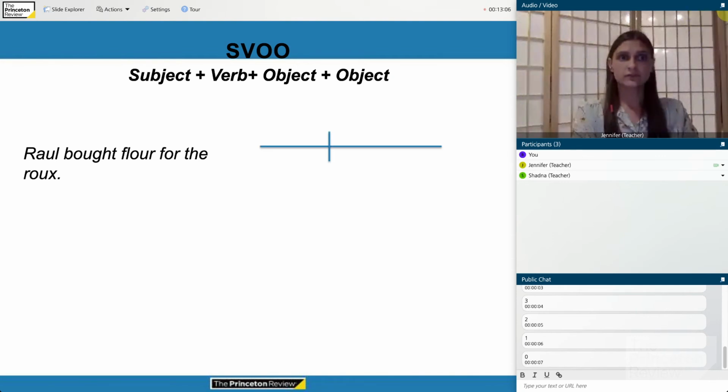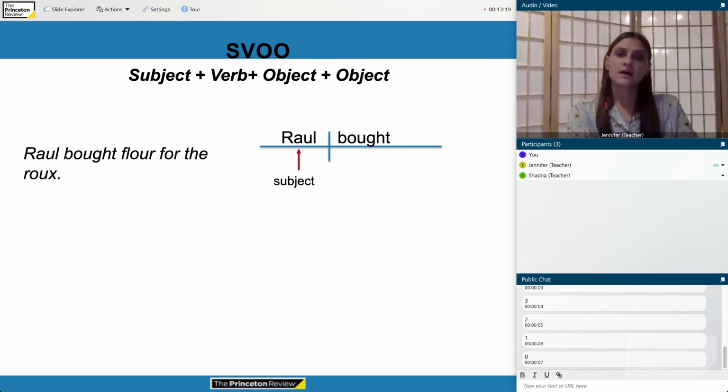So we can go ahead and start by drawing our horizontal and vertical lines, and then we can go from there. We have Raoul as a subject. Raoul bought, we already know that that's the verb, and we can label them again here for you. And then we'll draw our next vertical line, right? And from there, bought what? Bought flour. You've already seen this part. Direct object.